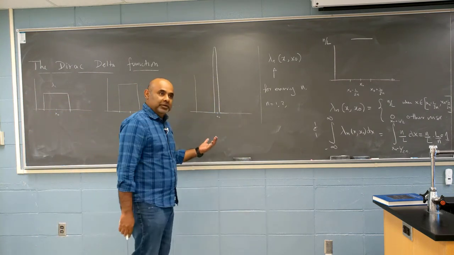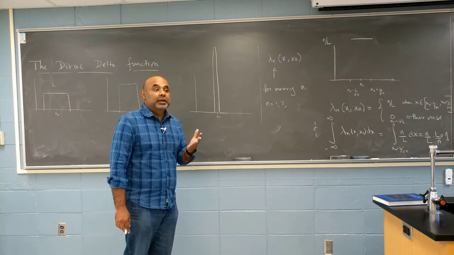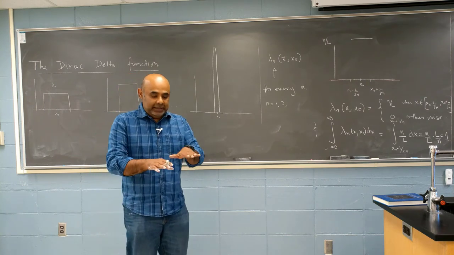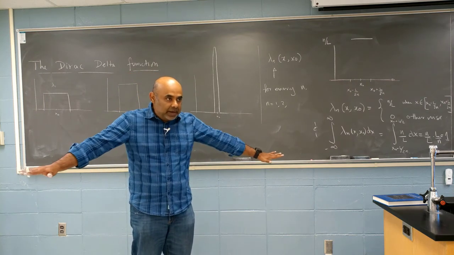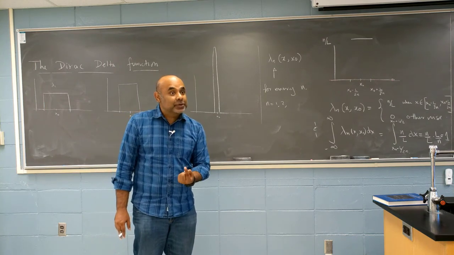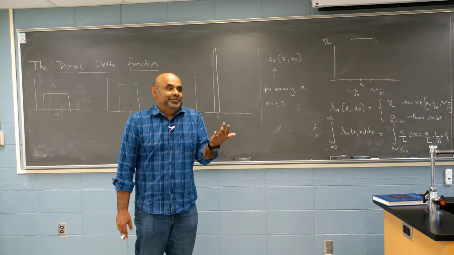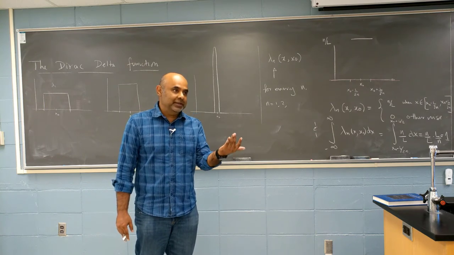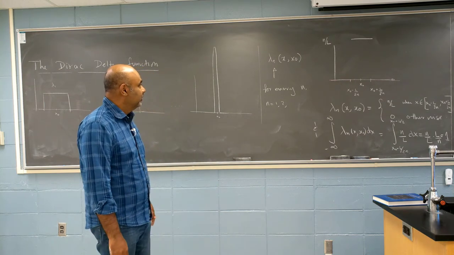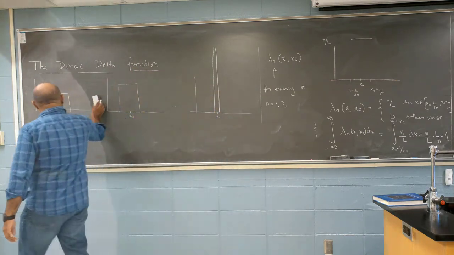So it's a weird function. Functionally, what is it doing? As n goes to infinity, lambda n becomes zero everywhere except at x0. And at x0, its value is going to infinity. That's not a good function, is it? No. But now, let's look at what it does.